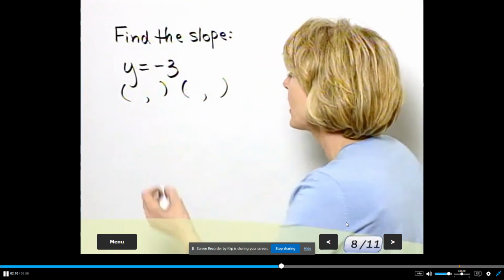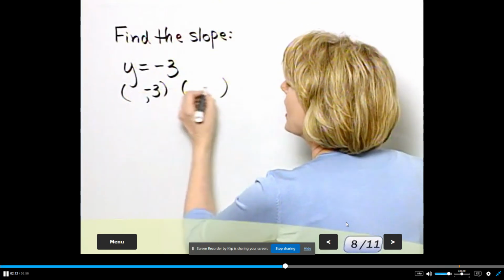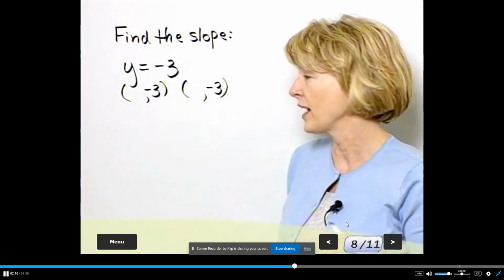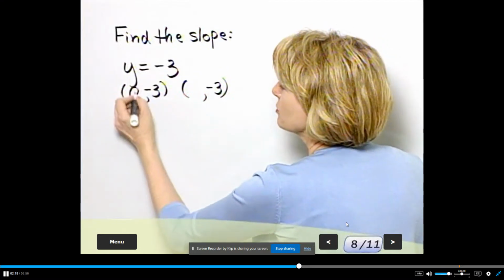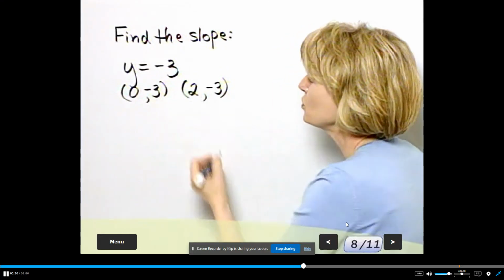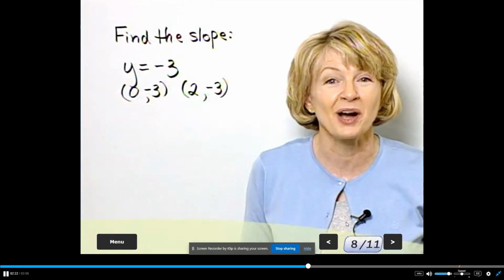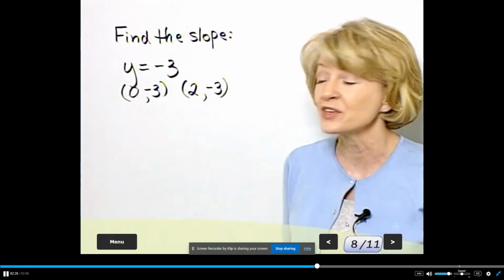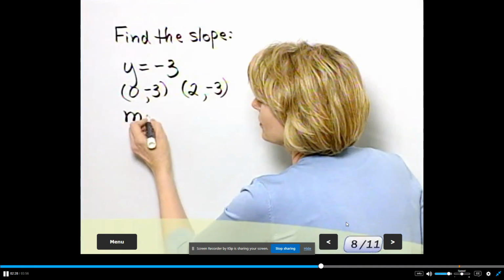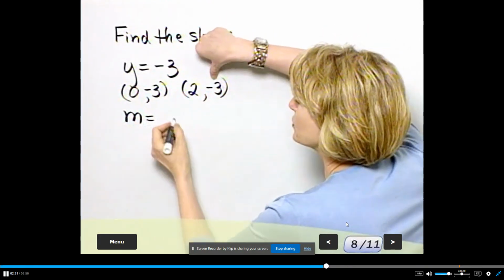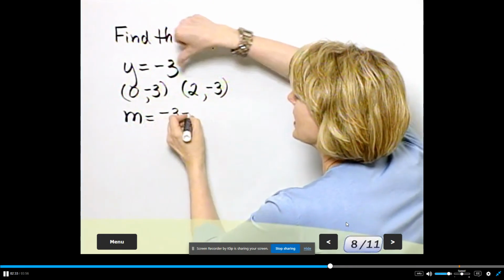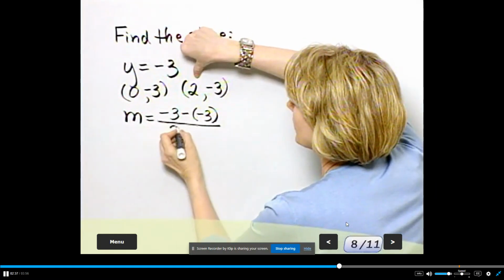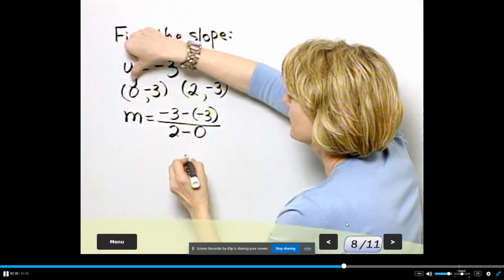As long as y is -3, I do have an ordered pair solution. So I can let x be, say, 0. I can let x be 2. I can let x be any number I want as long as y is -3. Let's now use our slope formula. Now be careful. It's y minus y over x minus x.